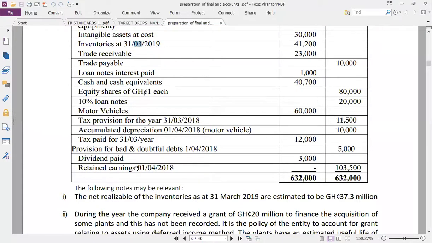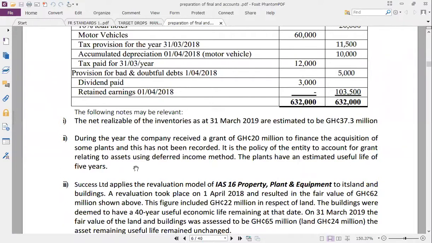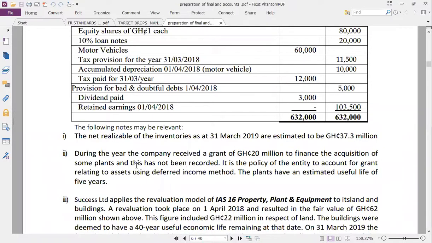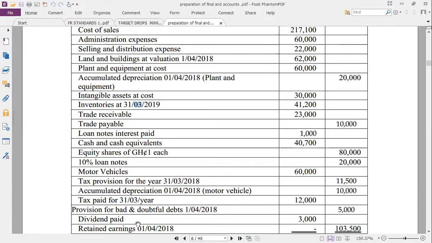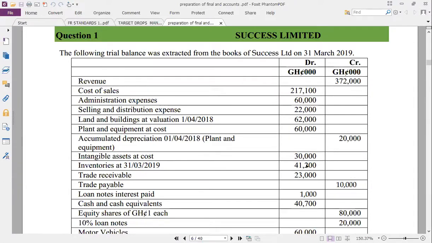If you go to note 1, it says that the NRV, the net realizable value of the inventories as at 31st March 2019, is estimated to be 37,300. That's 37.3 million. Good. So here you realize that the NRV is lower. So you compare this NRV to the cost. The cost is 41,200. It means that it must be written down to the NRV, because the NRV is the lowest one. So what will be the accounting treatment?